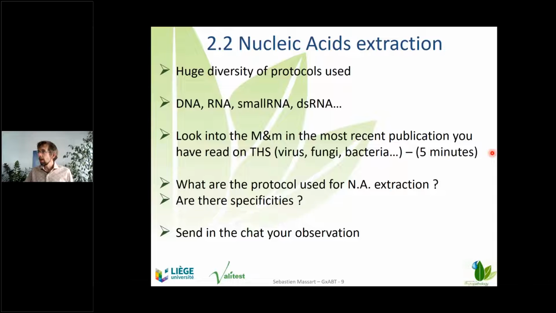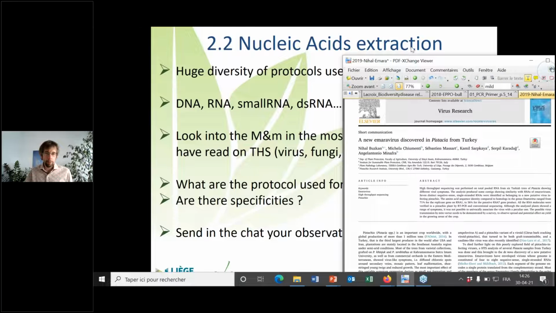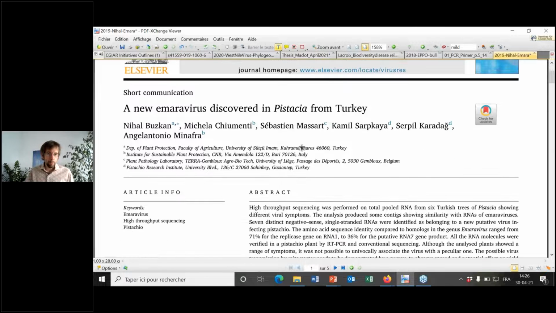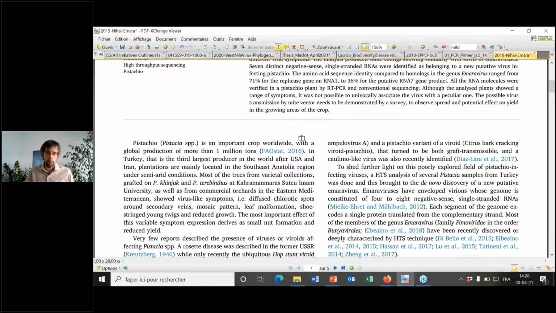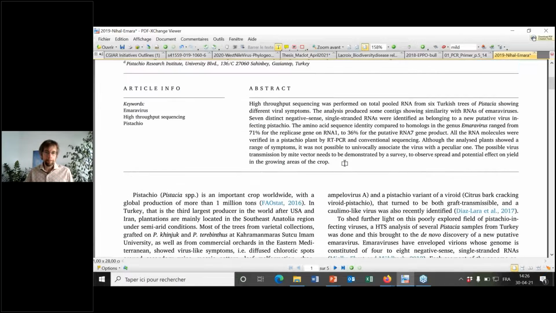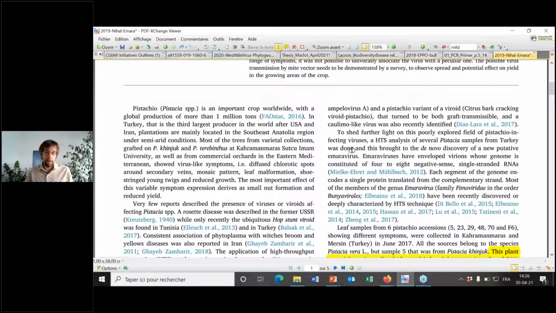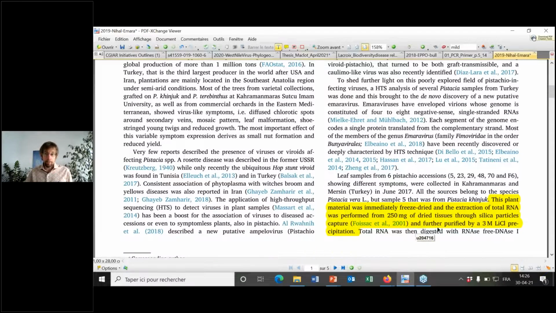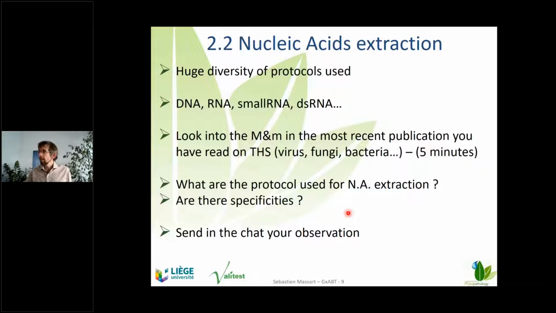Trizol RNA. I also wanted to share with you one publication we made a few years ago on pistachio, so not a common matrix. The extraction was silica purification and lithium chloride precipitation. What's the key message that we can get from this? It's that in fact these are similar or identical extractions to those for classical RT-PCR.